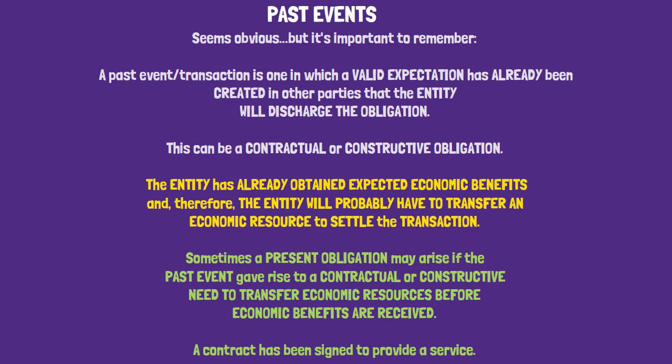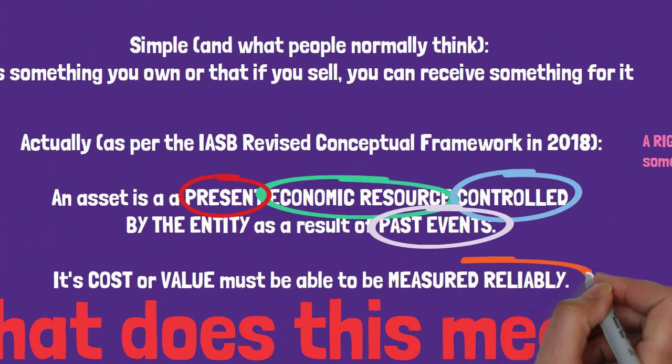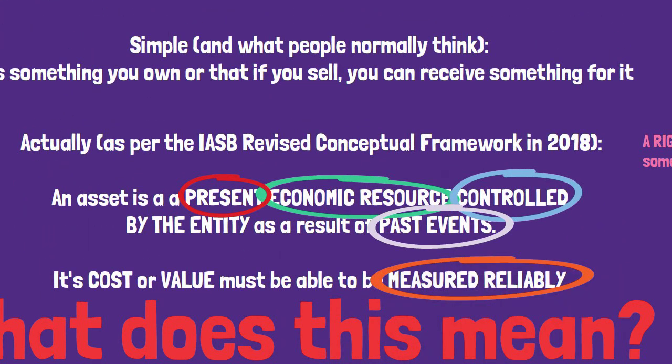Now, the last bit is an asset has to be able to have its cost or value measured reliably. Otherwise, there's a risk of a material misstatement or a material error on your balance sheet. If you cannot measure it in any way, internally or using experts externally, it can't be recognized. But this is so rare to not be able to measure something. There are experts on measurement everywhere.